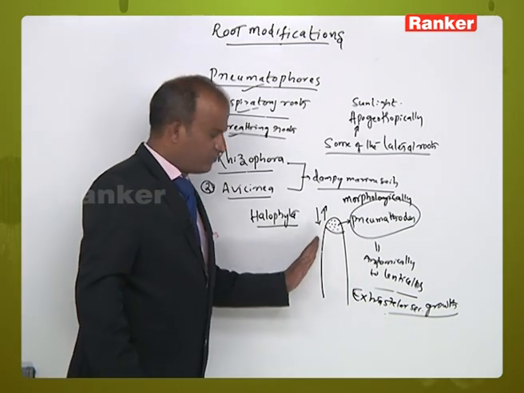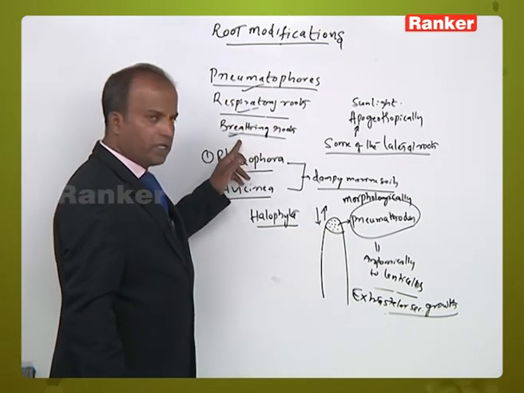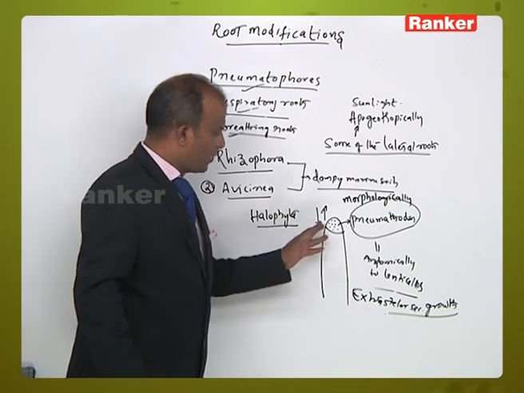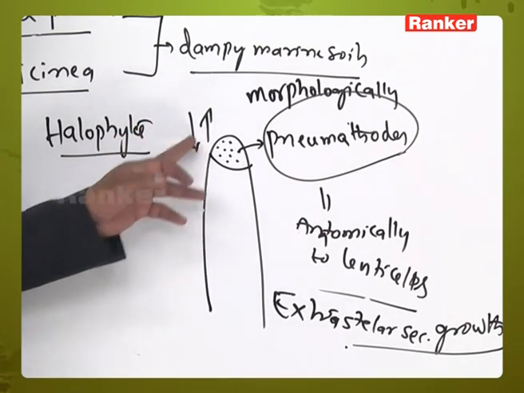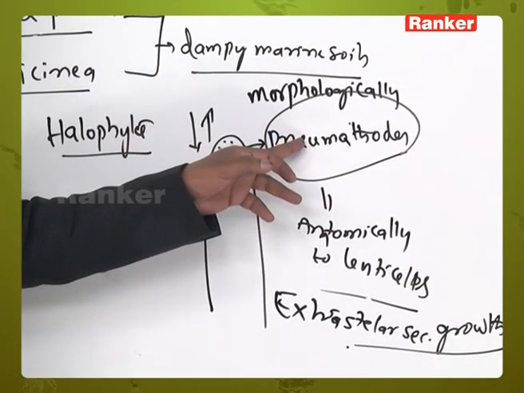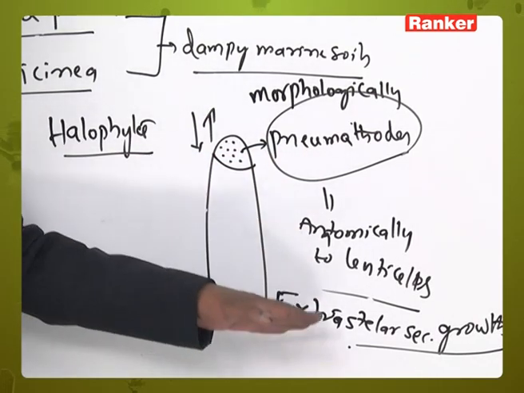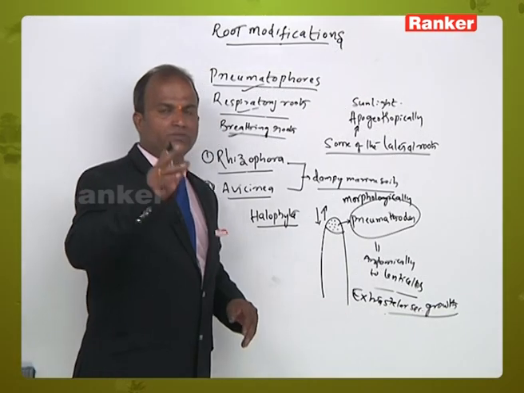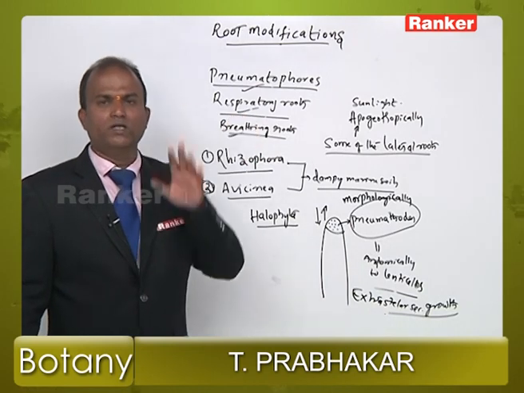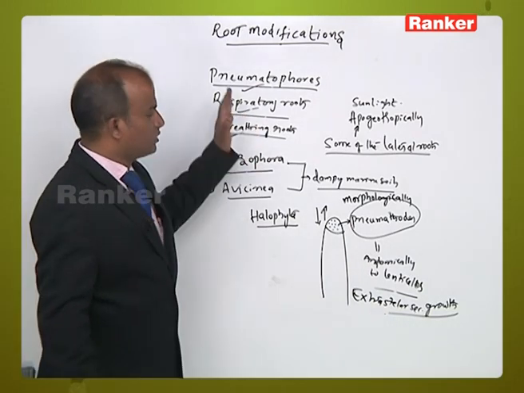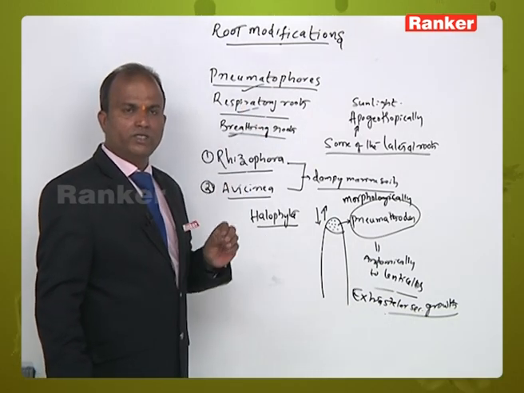Some of the lateral roots which grow apogeotropically are nematophores, or respiratory roots, or breathing roots. Towards the apex of these nematophores, small apical openings are present which help in gaseous exchange, and these are nematodes. Morphologically nematodes are anatomically equal to lenticels. In this, extrastellar secondary growth is present, but there is no question about intrastellar secondary growth. It shows only extrastellar secondary growth. This is about nematophores, or respiratory roots, or breathing roots.